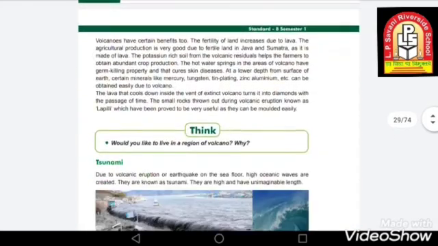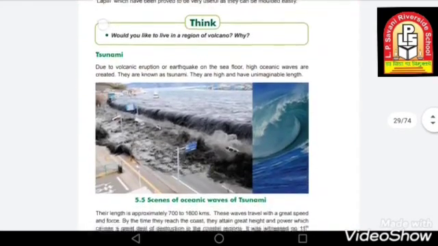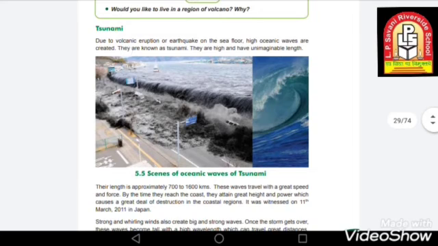Then another thing which we did was the tsunami, which is almost like an earthquake, but an earthquake is caused when there is a disturbance in the earth's crust, and a tsunami is caused when the sea floor is disturbed. At that time a tsunami occurs.